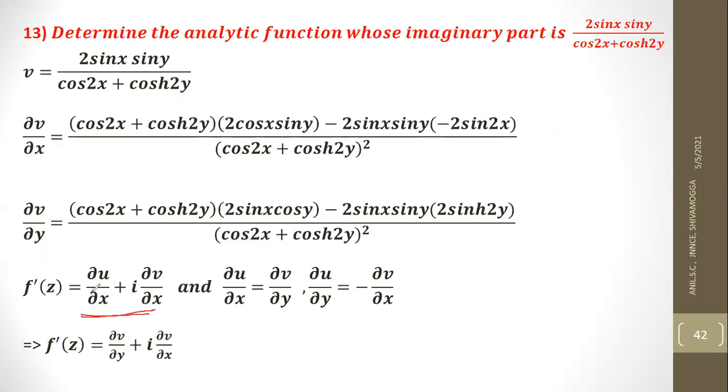Del u by del x. We do not have derivatives of u. Therefore, this derivative is to be replaced by using CR equation. We know that del u by del x is equal to del v by del y. Therefore, del u by del x is replaced by del v by del y, plus i into del v by del x. We have this derivative, so keep it as it is. Del v by del y plus i into del v by del x will be the new formula to find f dash z.